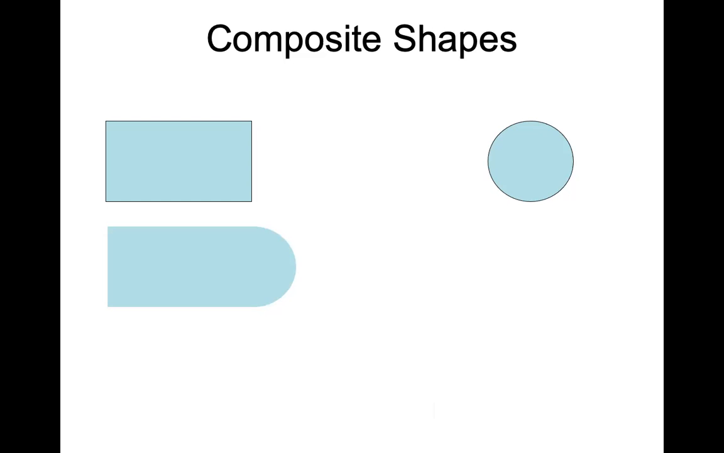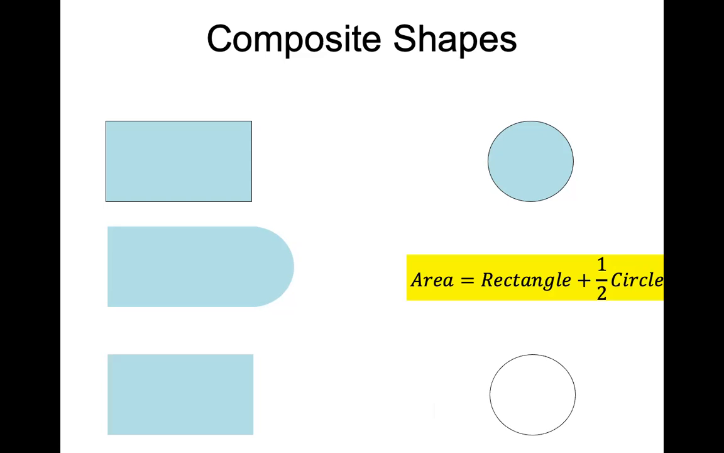How much of the rectangle do we have? So we have length times width. How much of the circle do we have? Half. Plus one half pi r squared. There's the formula for that shape. It doesn't have a name. No, we're not writing the formula down because it comes in so many different flavors.